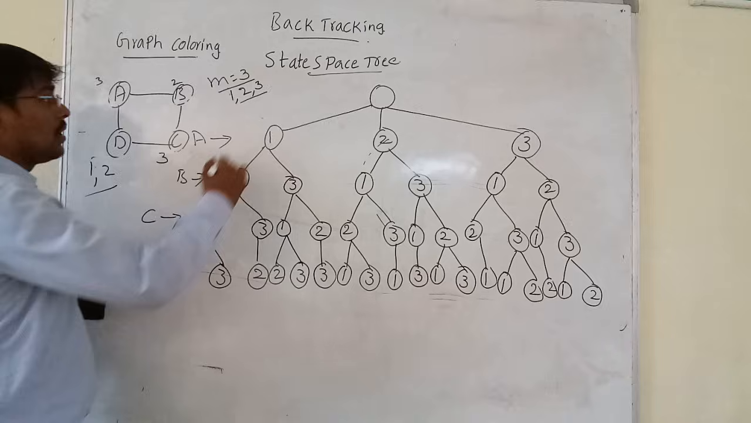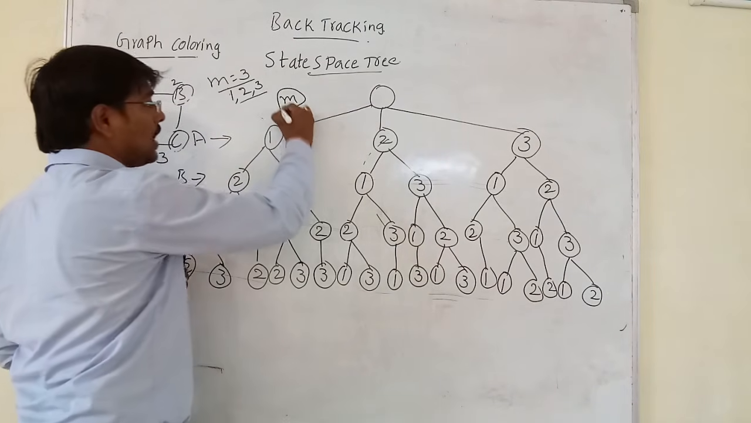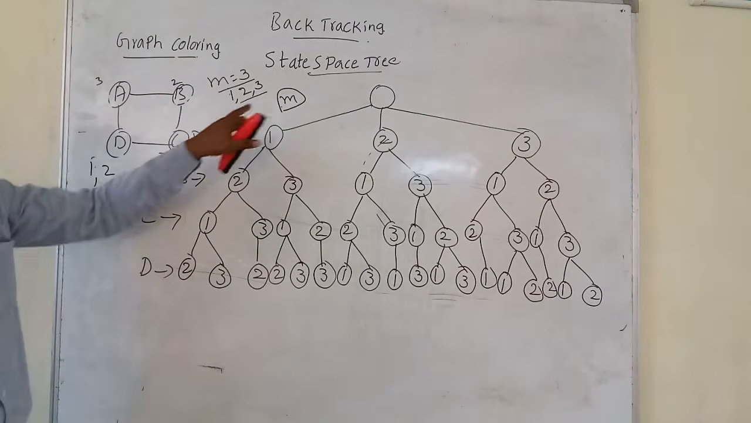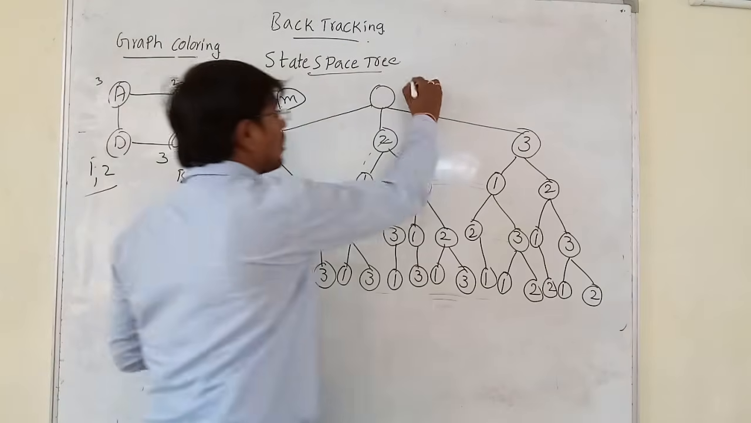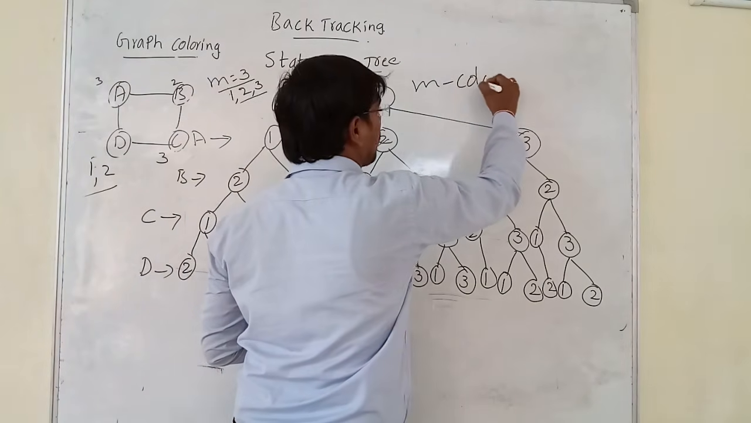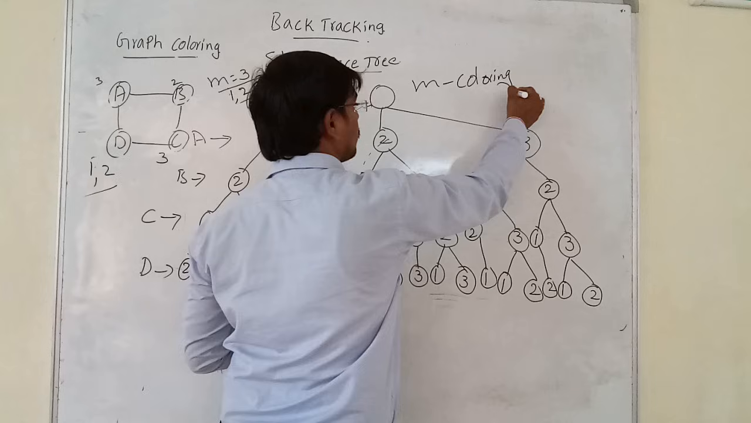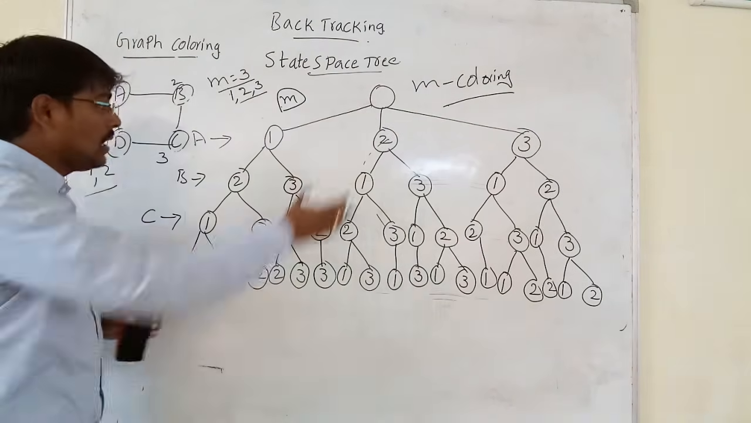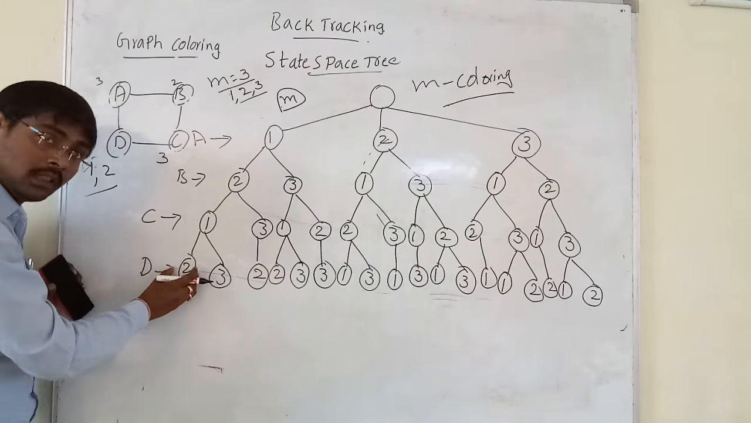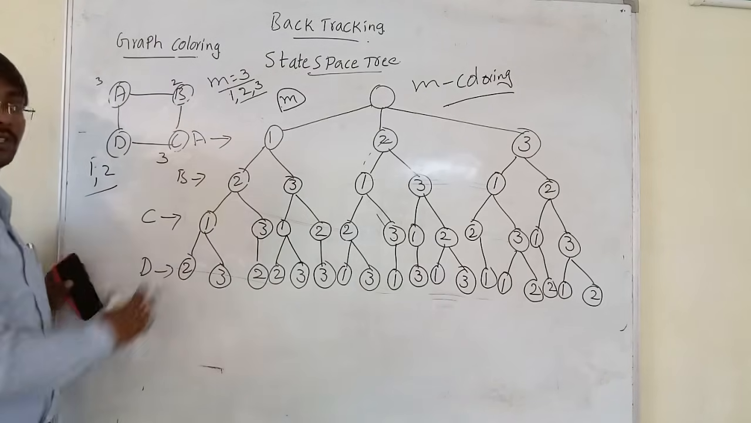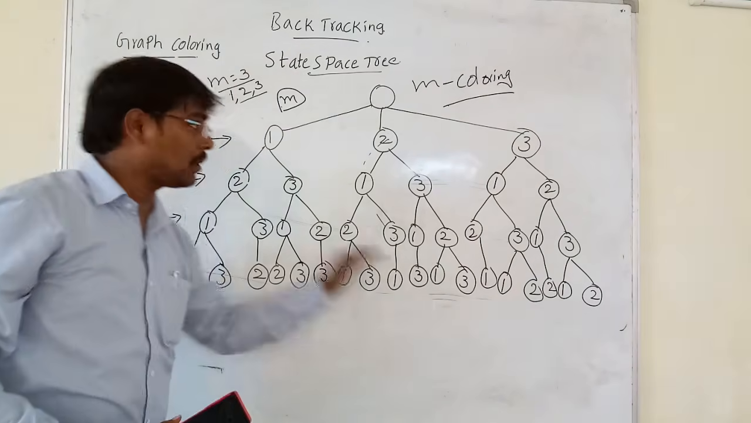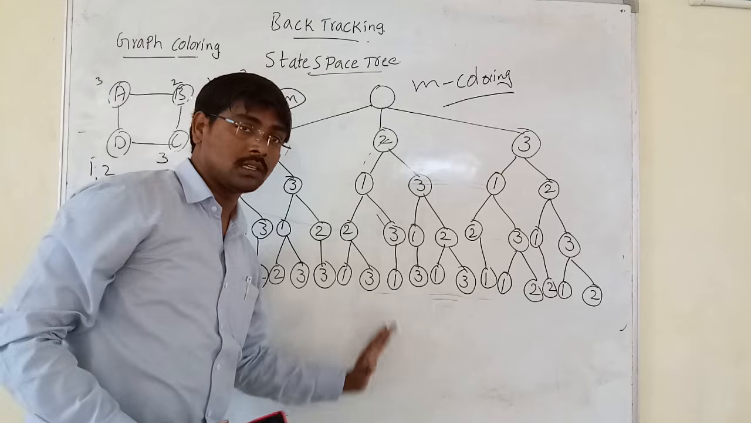Suppose a graph requires at most m colors for coloring, that is also called the m coloring problem. Actually, after completion of one part, we backtrack to the previous vertex. Again backtrack to the previous vertex. So for simplicity, we are drawing it in a horizontal manner.